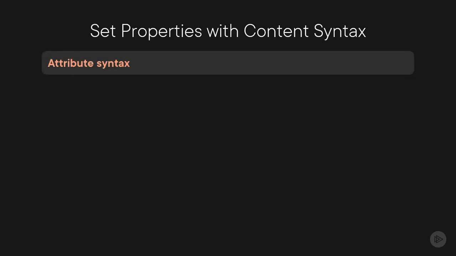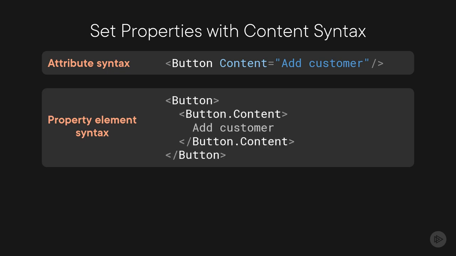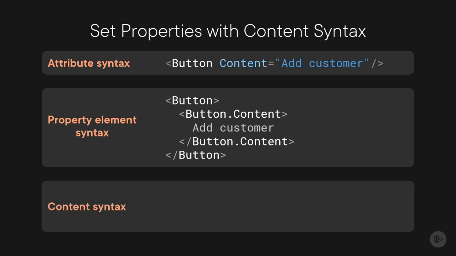You know already how to set properties in XAML with the attribute syntax. On this button, the attribute syntax is used to set the button's content property to @customer. In the previous clip, you learned how to set properties in XAML with the property element syntax. Setting the button's content property with this syntax looks like this. The property element consists of the class name and the property name separated by a dot. Property element syntax allows you to assign complex objects to a property, because you can use again object elements inside of the property element. The syntax that I want to show you in this clip is the content syntax, that is also known as content property syntax.